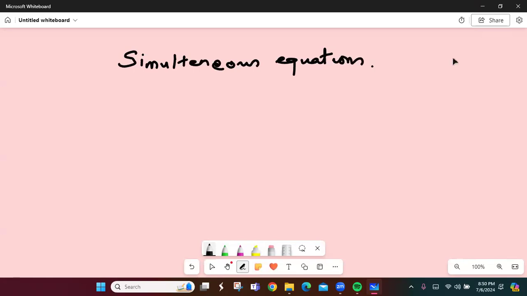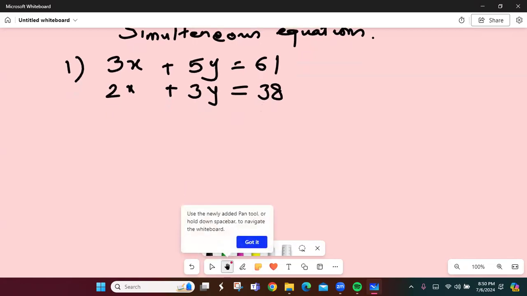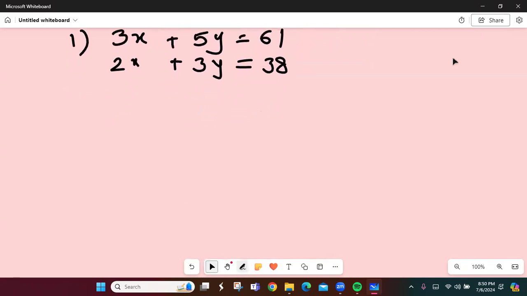So let us take the first problem here. 3x plus 5y is equal to 61, and 2x plus 3y is equal to 38. Now in this method, I'll be just concentrating on the coefficients. I don't have to equate the coefficients and all that, but this is a totally different method.